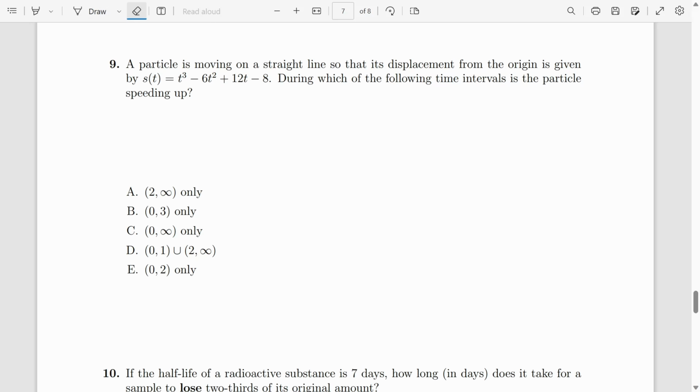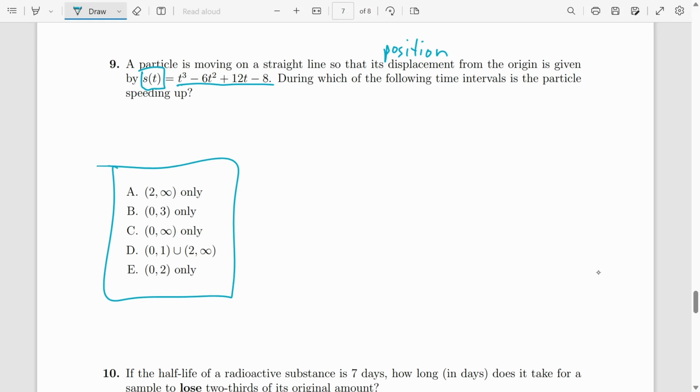Anyways, this is a particle question where a particle is moving by a specific position function, like you throw a ball up in the air or whatever. A particle is moving on a straight line, so its displacement from the origin, aka its position. Displacement and position are kind of the same thing. If you've taken physics, you might be screaming at me that they're different, but in this context, it's kind of the same. And it makes it clearer that we're talking about the position function, s of t. So its position from the origin is given by the position function. During which of the following time intervals is the particle speeding up?